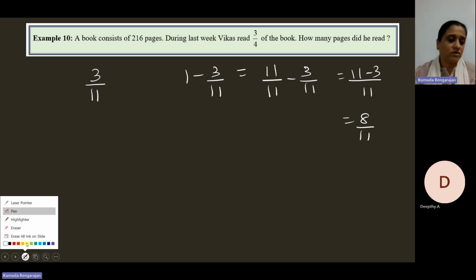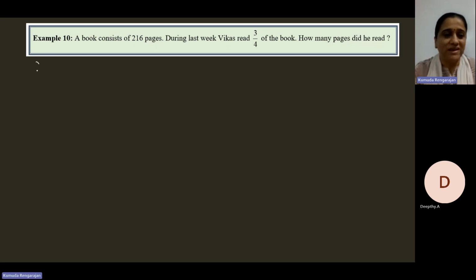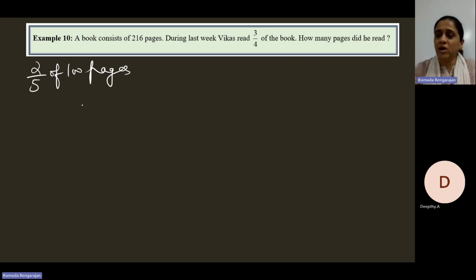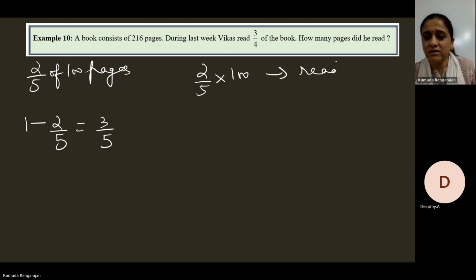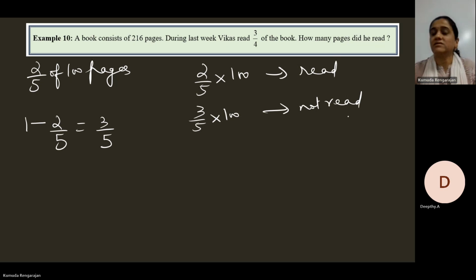Okay, so now I didn't complete the earlier example. I said 2/5 of 100 pages you read, right? So that means you didn't read how much? 1 minus 2 by 5. That is 3 by 5 you did not read. So 2/5 of 100 pages you have read. 3/5 of 100 pages you have not read. If you understand this, everything is easy.